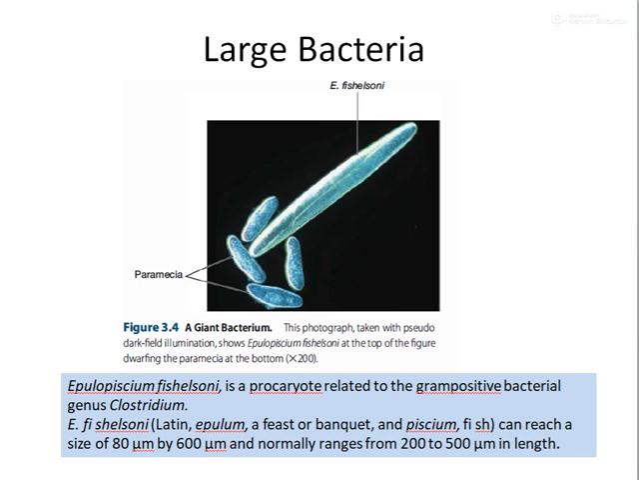And if you look at the large bacteria, one among them is Epulopiscium fishelsoni. It's a prokaryote and a gram-positive bacteria related to Clostridium. You can see that it has a size of about 200 to 500 micrometers in length. This one is Epulopiscium fishelsoni, and they have simultaneously kept a paramecium here to show the difference in size.